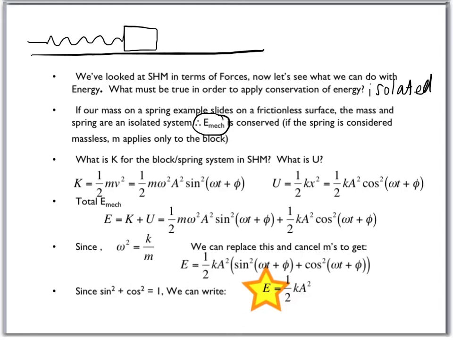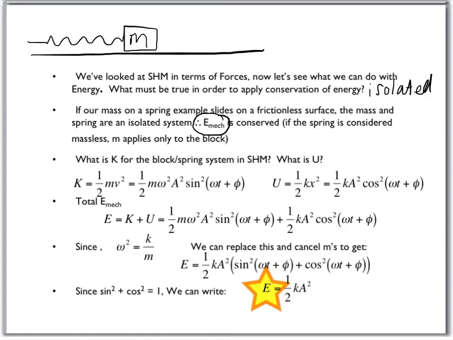Even further, if the spring was considered massless, the m that we're talking about in these energy equations would just apply to the mass of the block. This would make things a little bit easier and simplify things a bit as we work through our energy problems. So we'll assume this unless we're told otherwise.